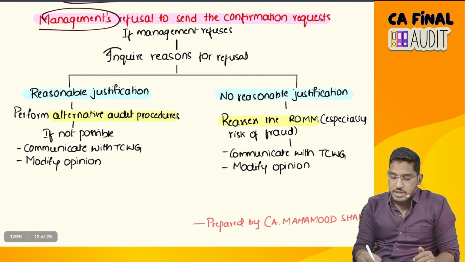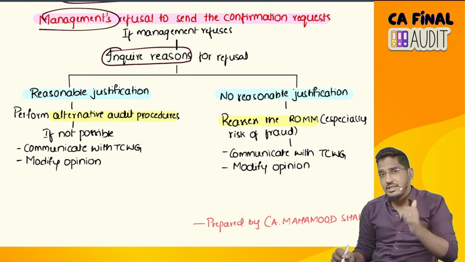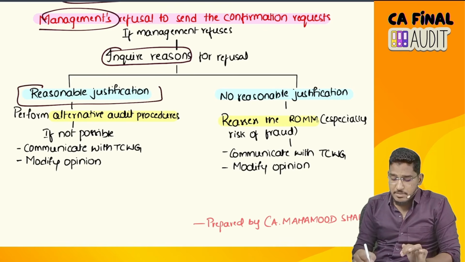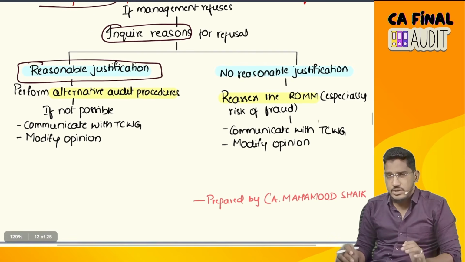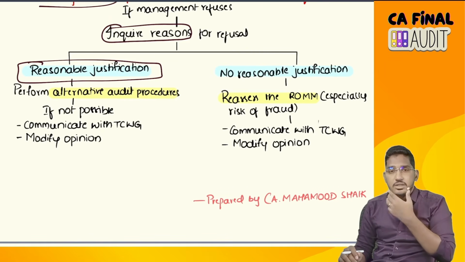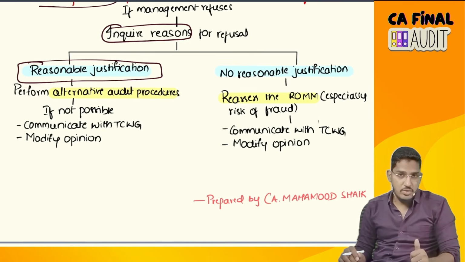If the management is refusing you to send the confirmation request, first go to the management, inquire reasons, ask them why they are stopping you from communicating with a third party. Now, if there is a reasonable justification, management gave you a valid reason. So they told you that some cases are going on. If you ask for the external confirmation now, the third party will not respond. Why? Because your client can use it as evidence in a court of law. So that's why the third party is not responding.